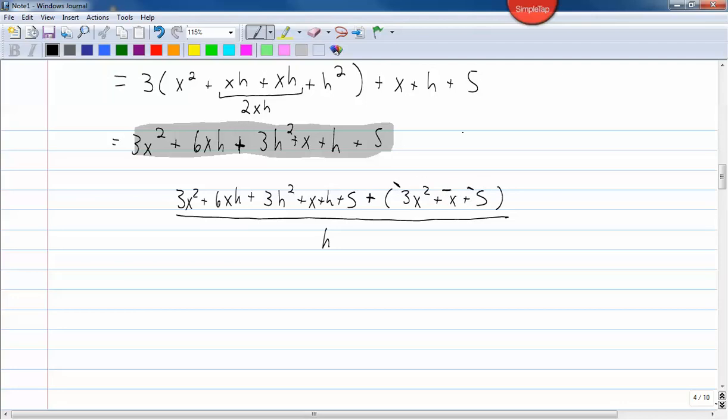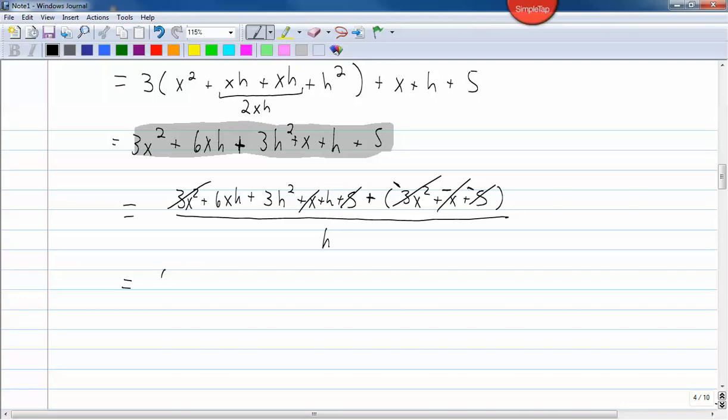Alright, now here's something that's always going to happen as long as you have a function that doesn't have any fractions or something like that. Whatever you have here after you've distributed is going to cancel stuff out here. That's just the way that it works. Okay, so I have a positive 3x squared, a negative 3x squared. I have a plus x and a minus x. I have a plus 5 and a minus 5. So all of those are always going to cancel out some stuff over here.